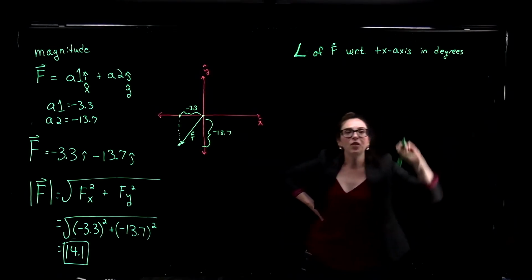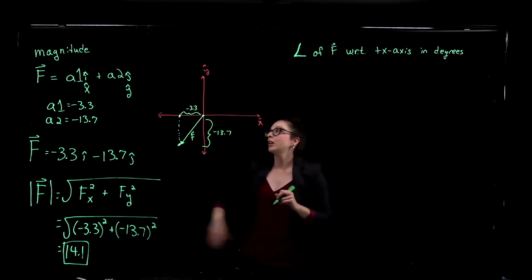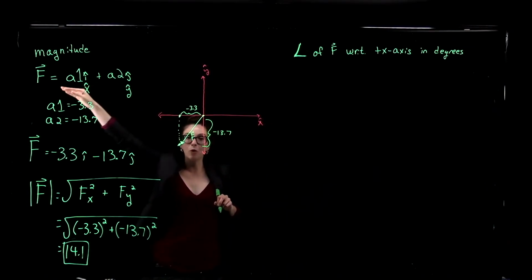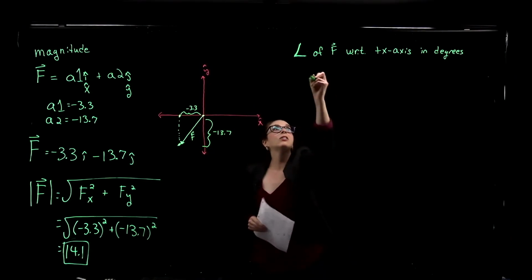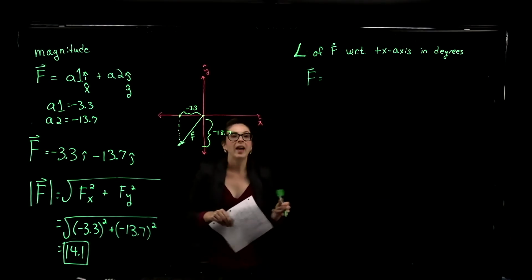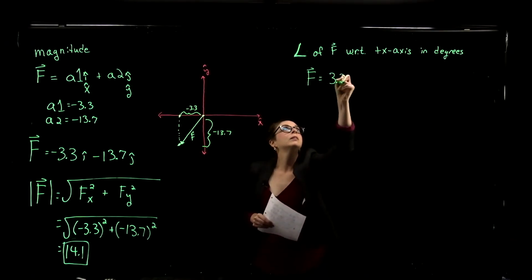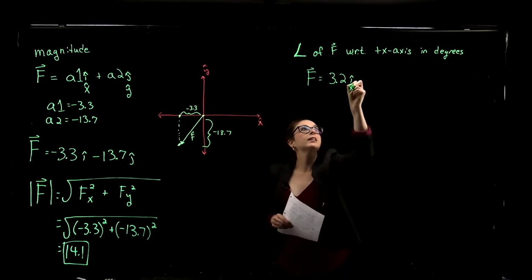So you're going to be given a whole new vector with a whole new set of numbers. It's going to be given to you in this same format. And so for this problem, let's say that I have a vector f that has a component a1, that's my x hat component, of 3.2. So I'll write it as 3.2 I hat, which remember is also x hat.